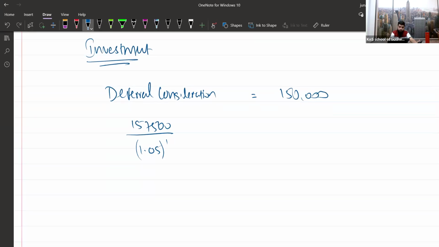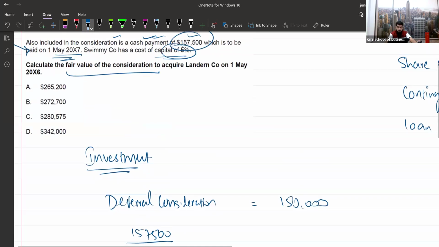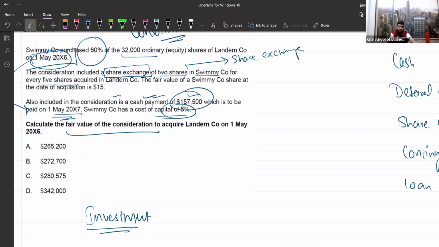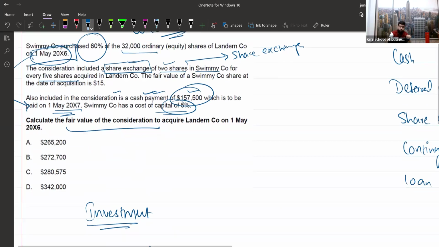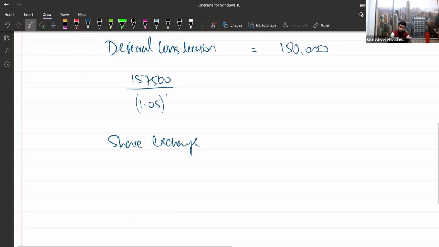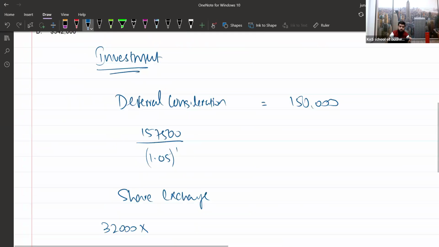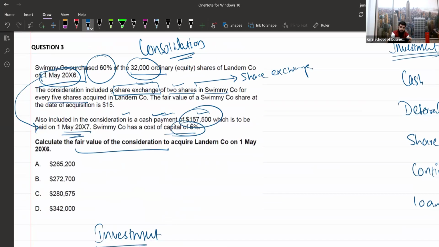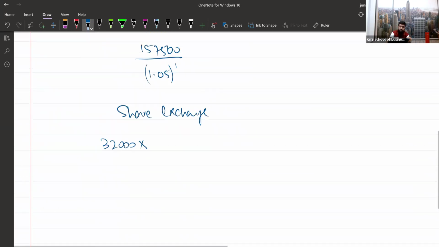Second thing is that we have the share exchange. If we talk about the share exchange, how will it be calculated? Here it says that the consideration included a share exchange of 2 shares of a parent company for every 5 shares acquired. So first of all, we need to calculate the acquired shares. The total number of shares of a subsidiary company is 32,000. Here it is given over here. And we have acquired 60% shares.